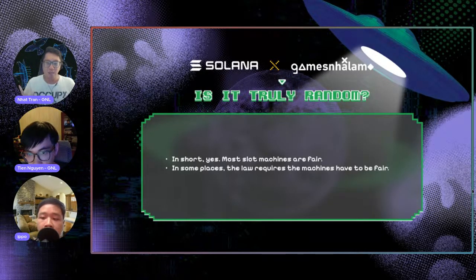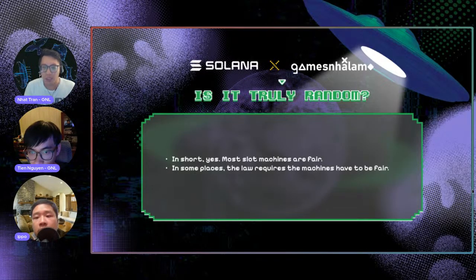Actually, most of the time, slot machines are fair, and there are even some places where the law requires the machines to be fair. For example, in Vegas, or in the United States, there's a committee that checks all the slot machines to ensure that all the slot machines in the casinos are fair. So most of the time, there's no trickery going on. It's not a rigged game at all. It's just math.